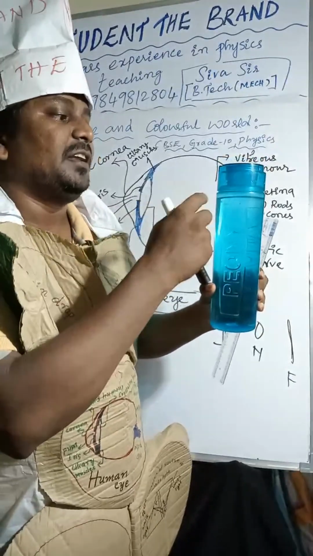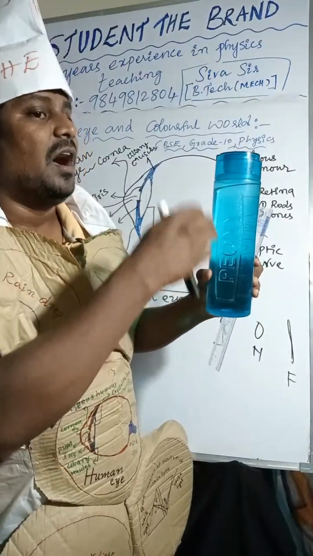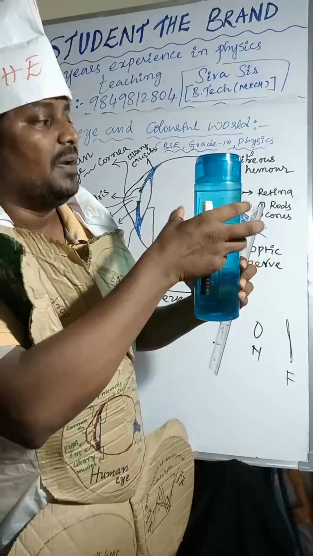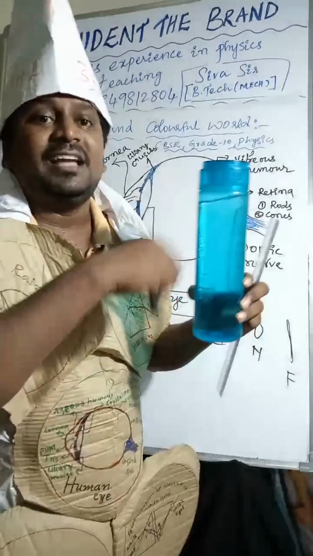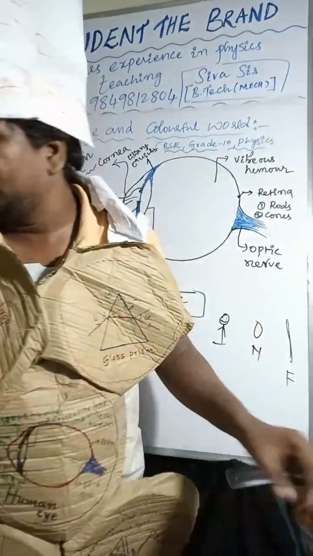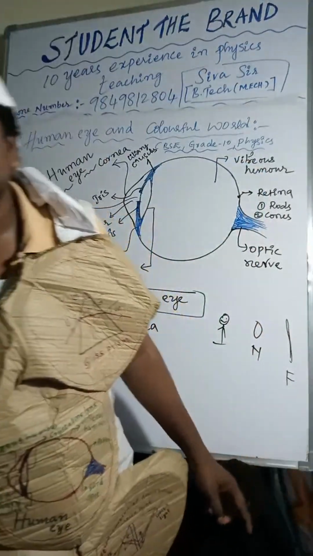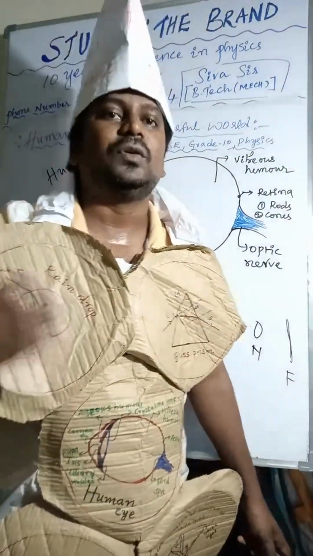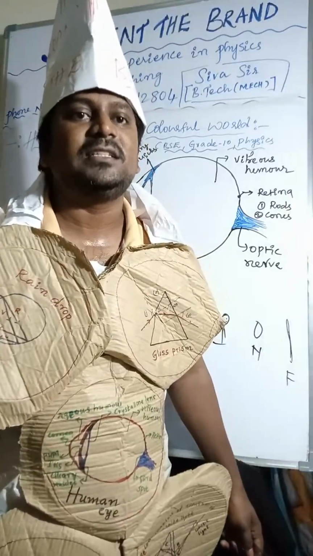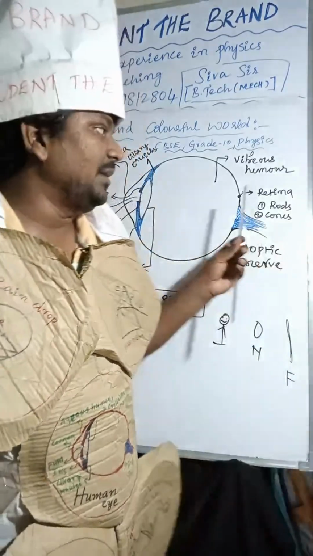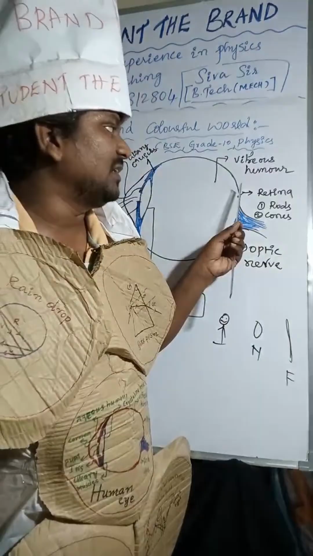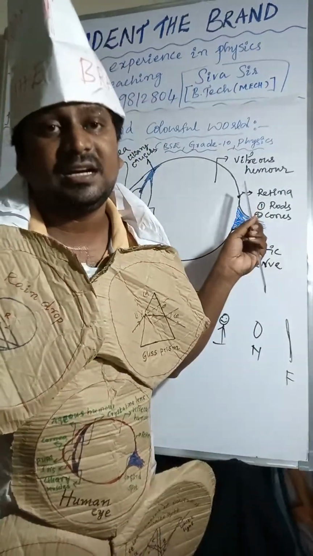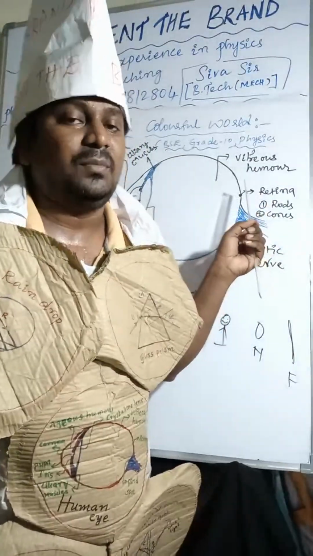How much depth the water is filled, how much height it is filled, and how much width it is. Everything, the 3D information, the brain will give as additional information. Whatever we are seeing is a 2D image. Why are we seeing only a 2D image? The image forming at the retina is real and inverted.